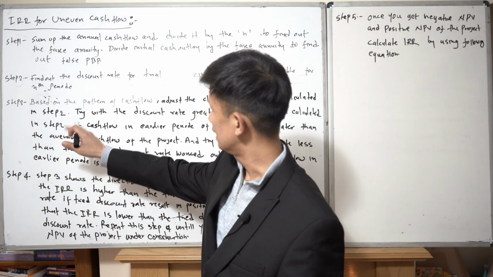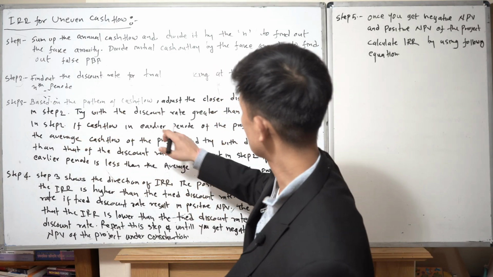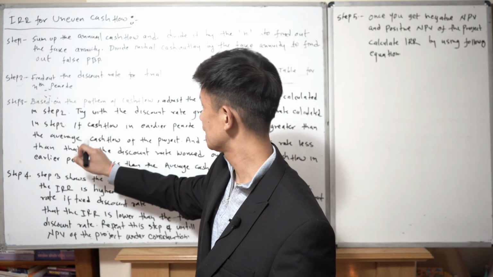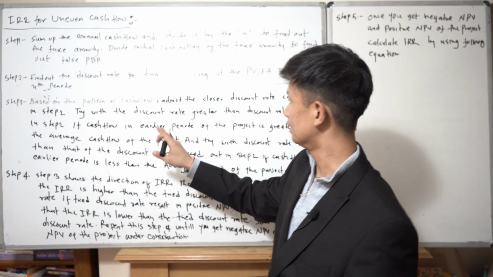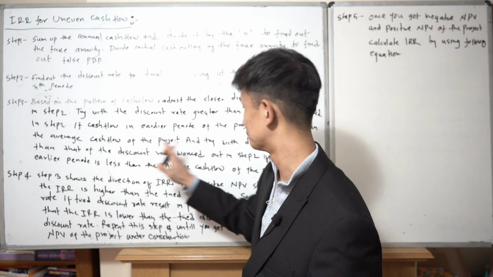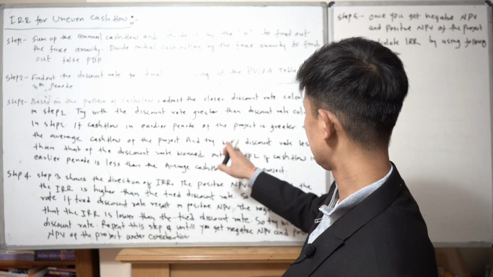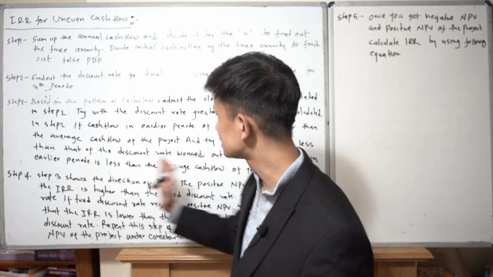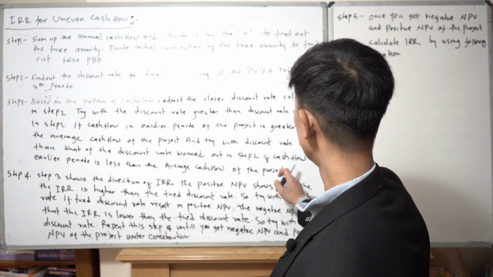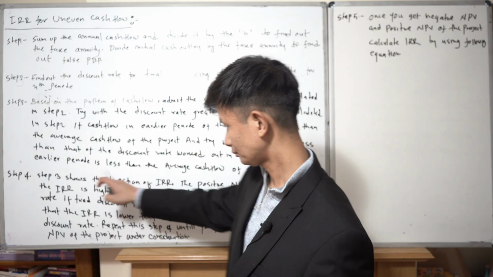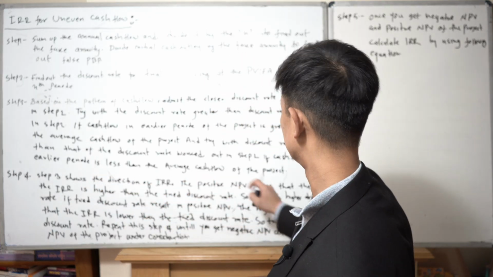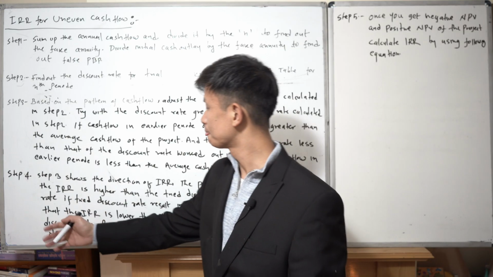Step 3: based on the pattern of cash flows, adjust the closest discount rate calculated in step 2. If the cash flow in the earlier period of the project is greater than the average cash flow of the project, try out a discount rate higher than the rate worked out in step 2. If the cash flow in the earlier period is less than the average cash flow, try out a discount rate less than that.